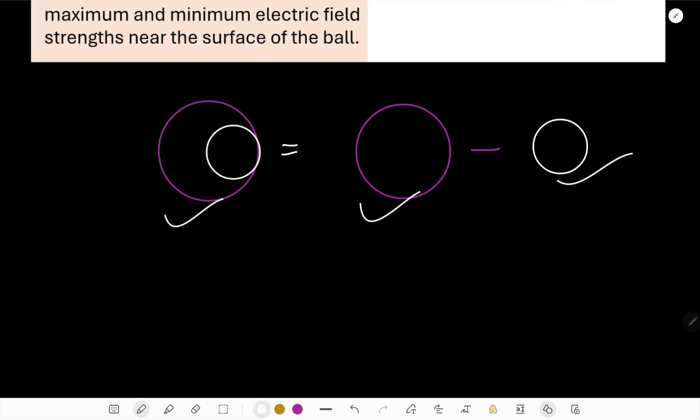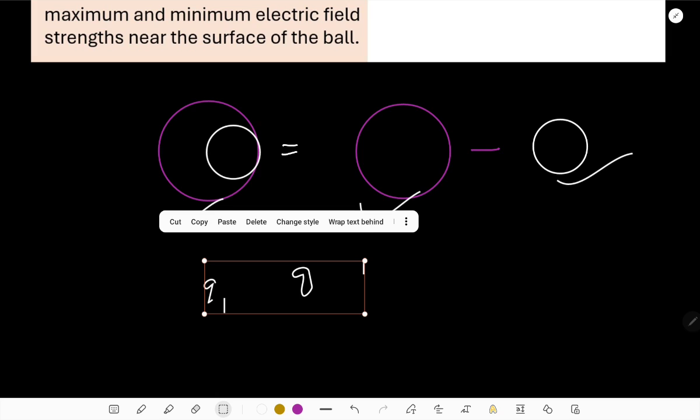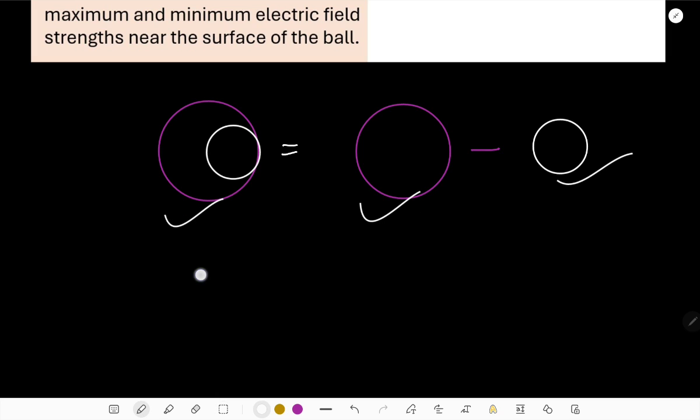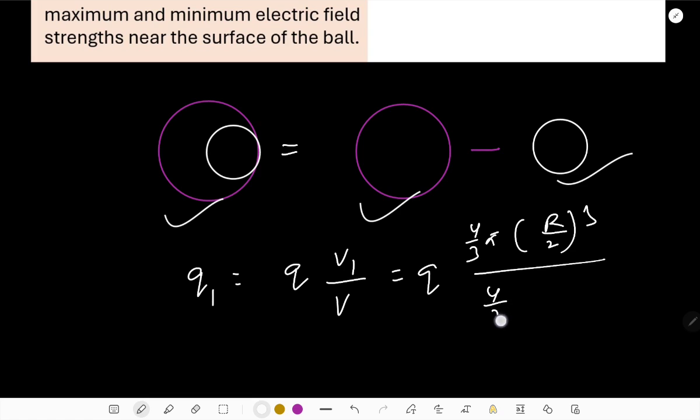So the missing charge after the spherical cavity has been created, we can find it like Q1, that will be equal to Q. Now I can write the charge within the cavity is Q1, and Q1 can be found as Q times V1 upon V. V1 is the volume of the cavity, and V is the volume of the sphere itself, the ball, and so I can write Q as 4 by 3 pi, and its radius is R by 2, so this is (R by 2) cube divided by 4 by 3 pi R cube, and you will find it gets Q by 8.